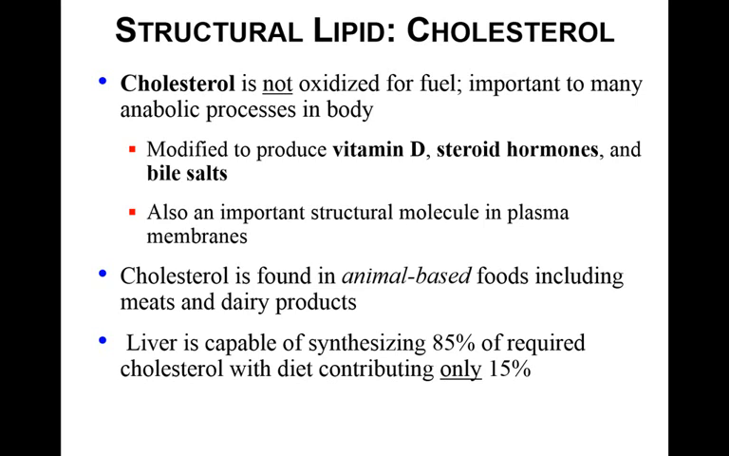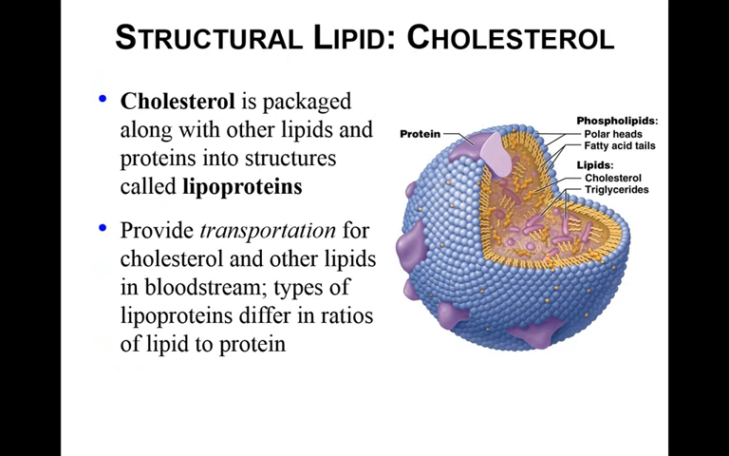Cholesterol is in animal-based foods, meat and dairy, and the liver is actually capable of making 85% of your required cholesterol. So really, you only need about 15% of it to come in through your diet. The problem is most people have way more than 15% coming in through the diet. It's packaged with other lipids and proteins into structures called lipoproteins. Lipoproteins are transporters. They provide transportation for the cholesterol and the other lipids in the bloodstream.